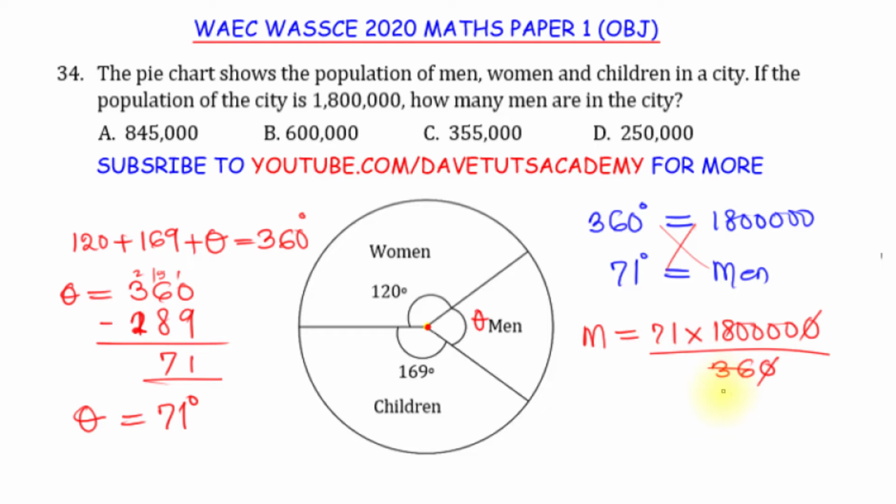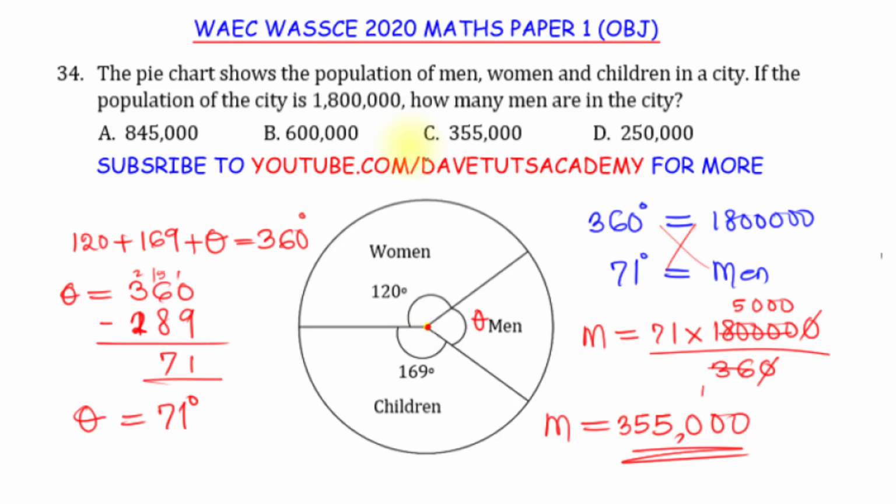So 1.8 million divided by 360 is 5,000. So 71 times 5,000: 1 times 5 is 5, 5 times 7 is 35. Then we have how many zeros? 1, 2, 3. All right, you can see how to evaluate this without using the calculator at all.